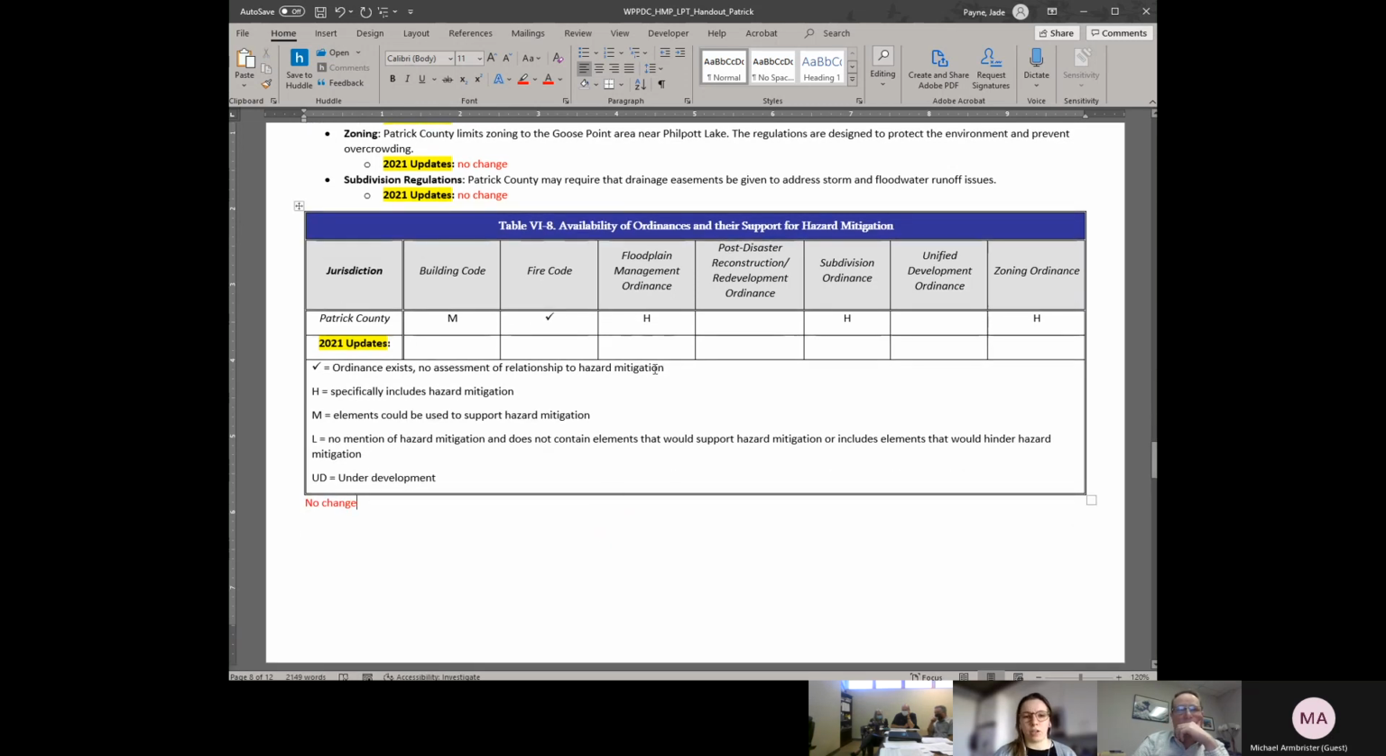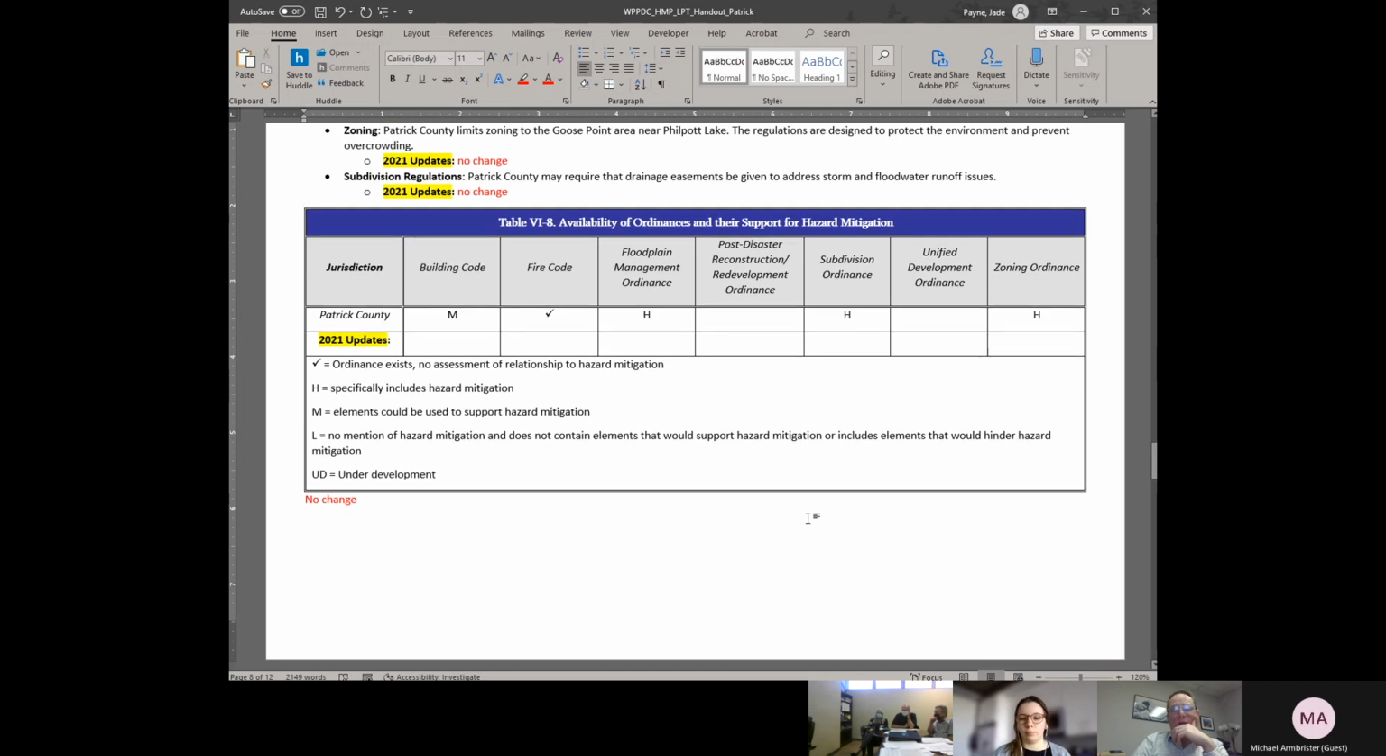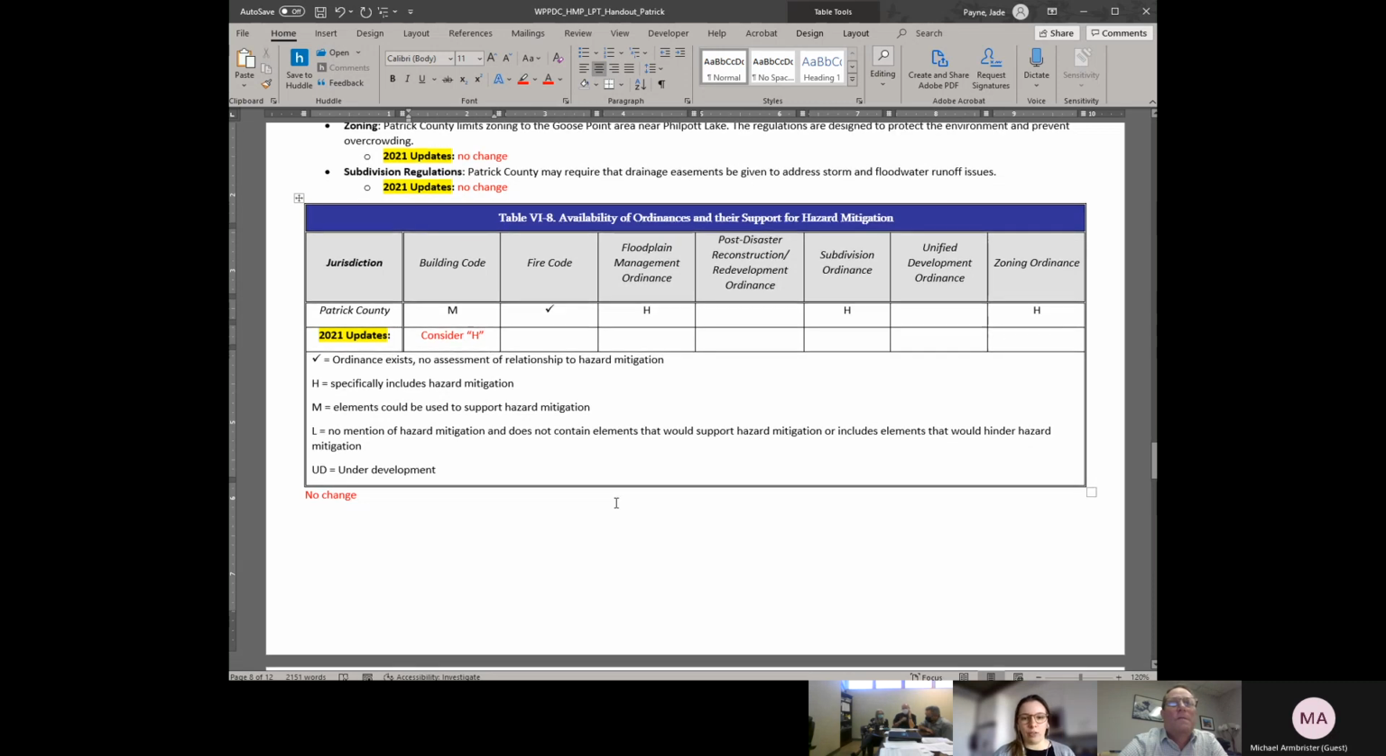Did you have any other questions on this, Scott? No, I just often wonder whether the building code should be high instead of medium, because it may not specifically use the words hazard mitigation, but it's got a lot of protection built in. All right. But if it needs to be left alone, I'm okay with it. I'm just kind of thinking out loud. I've been having that thought in all these meetings, but I marked it to consider, so it's something we can look at a little bit down the road.